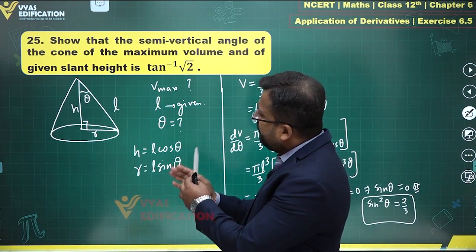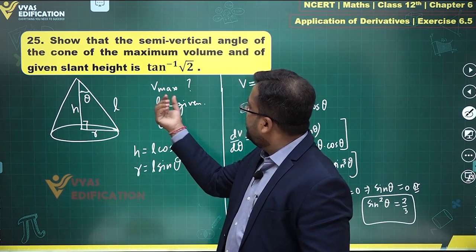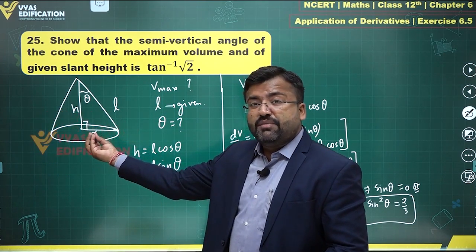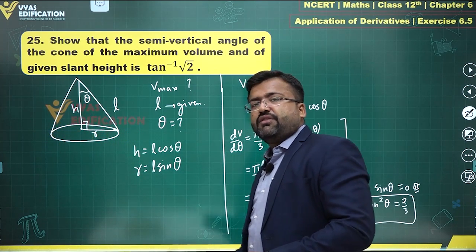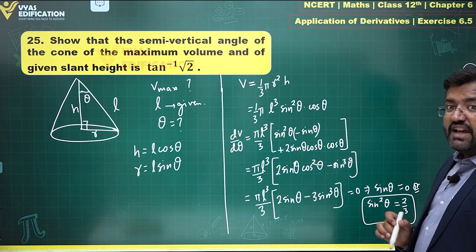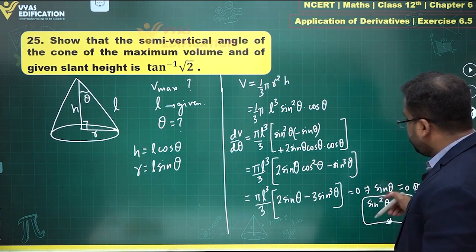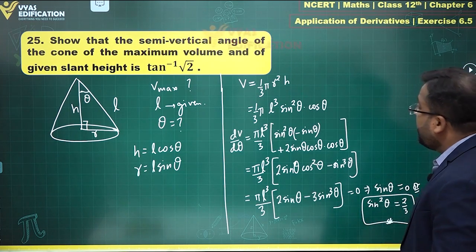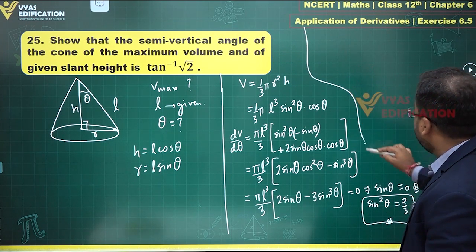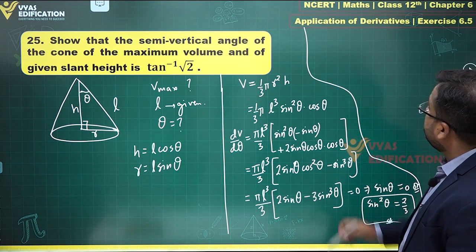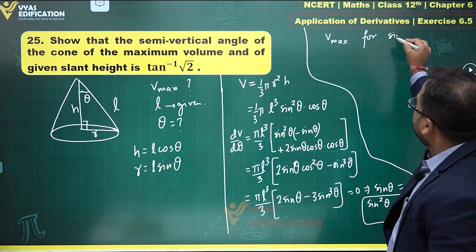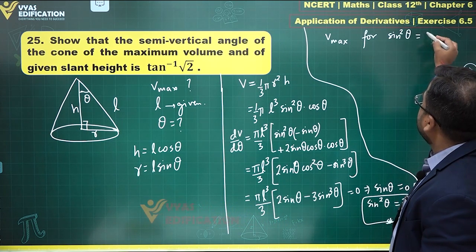We'll get a very, very compressed cone, and if L is fixed, then in that case the volume will be very, very close to 0. That will give us a minimum volume. In the other case, since this is another critical point, if for this the volume is minimum, for this the volume will be maximum. That's what you can say. And yes, we are interested in that maximum volume. V max is for sin square theta equal to 2 by 3.